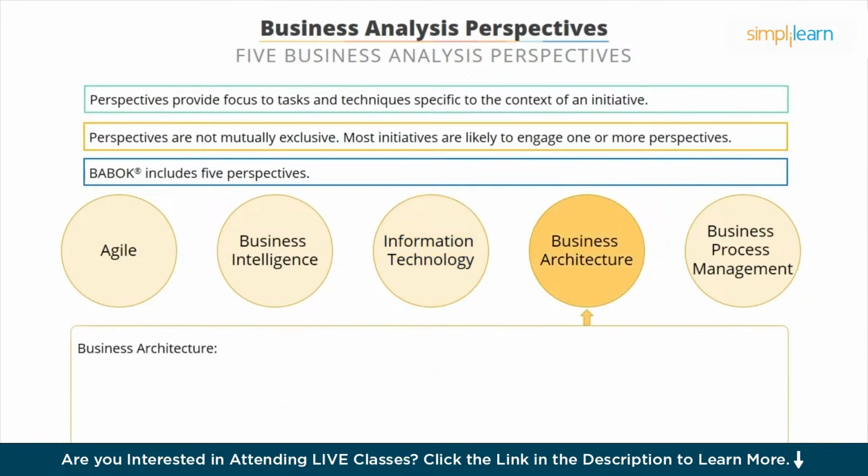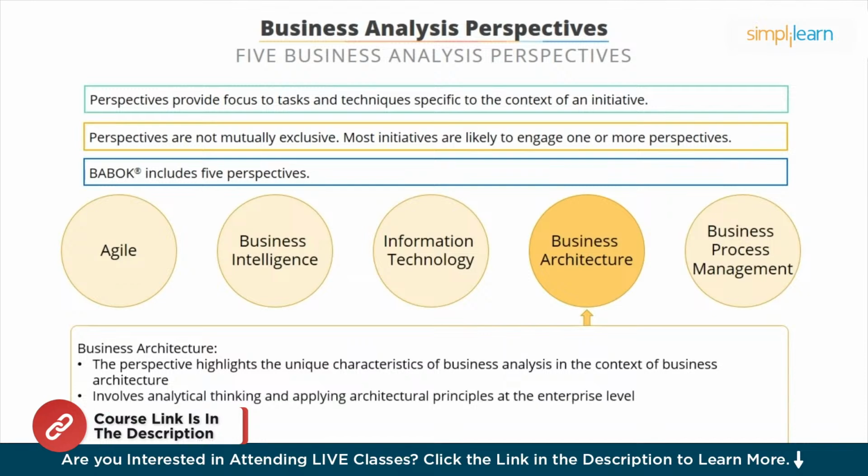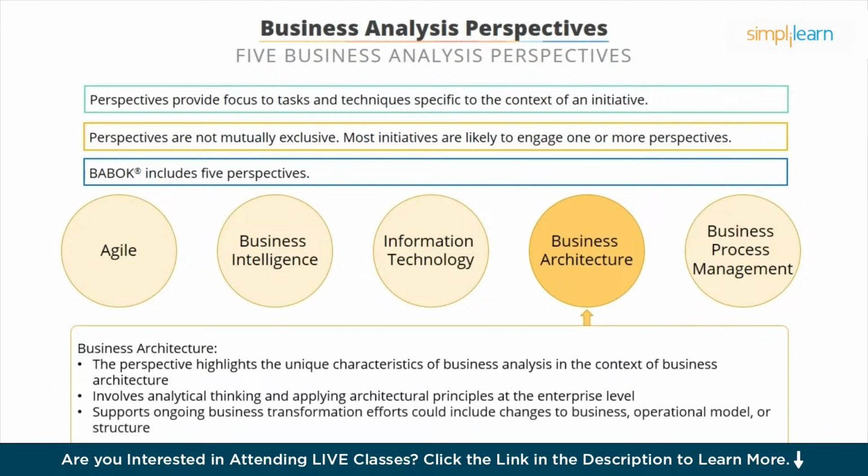Business architecture perspective. The business architecture perspective highlights the unique characteristics of business analysis in the context of business architecture. Business architecture models the enterprise to show how strategic concerns of stakeholders are met and to support ongoing business transformation efforts. This involves analytical thinking and applying architectural principles at the enterprise level. The solution may include changes to the business, operational model, or structure to support ongoing business transformation.